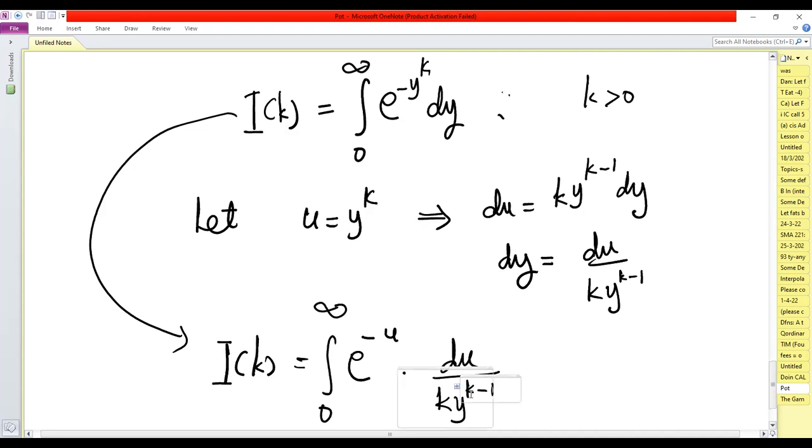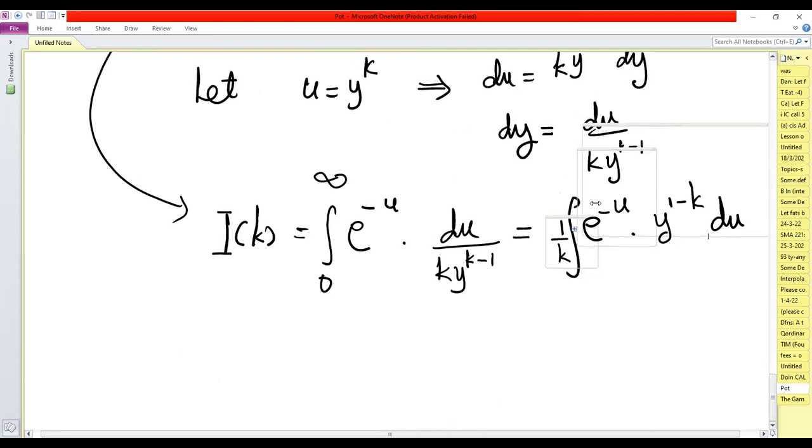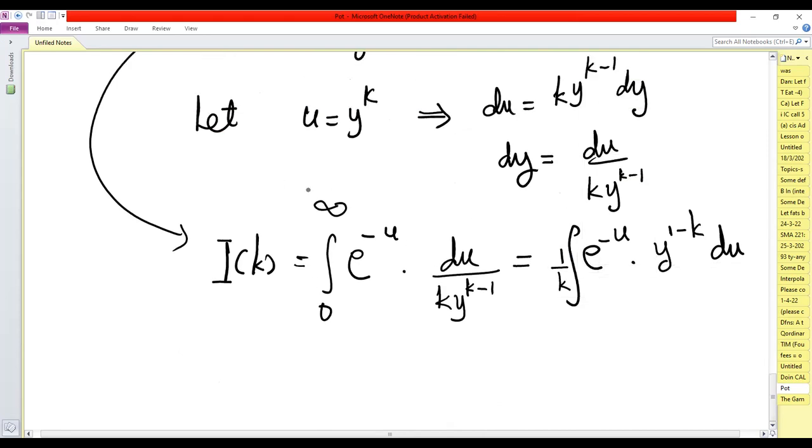But then, since this is the value of u given by y raised to the power k, then we can write this one as an integral. Actually, I can factor out 1 over k. And then I have e raised to the power negative u times y raised to the power 1 minus k, then du. Remember, to get y alone from this substitution, you raise both sides to 1 over k, which would be u raised to the power 1 over k.